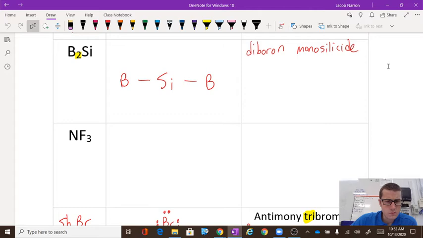And now we got to count up all of our valence electrons. I should have done that first. I apologize, I just get excited. I like to draw the structure. Boron is in group 13, so that means there's going to be 3 valence electrons. Because there are 2 of them, we'll multiply that by 2. Silicon is in group number 14, so it's going to bring 4 valence electrons. When we add all this together, we get 10 valence electrons. Let's start spreading them out.